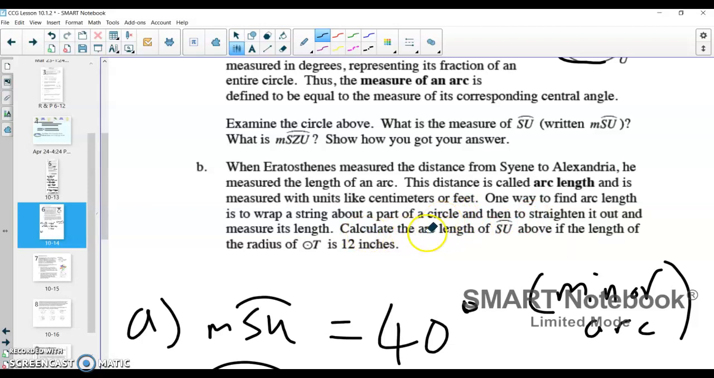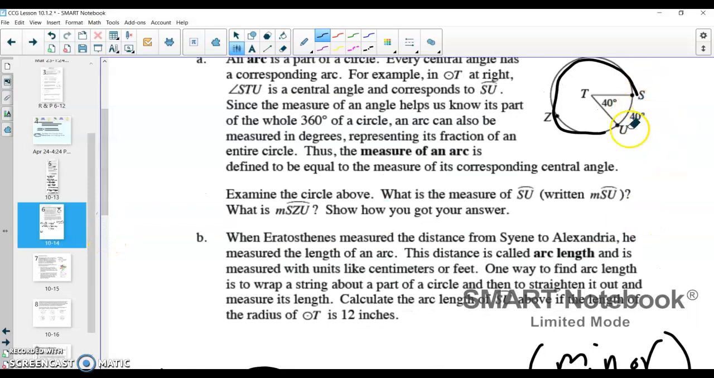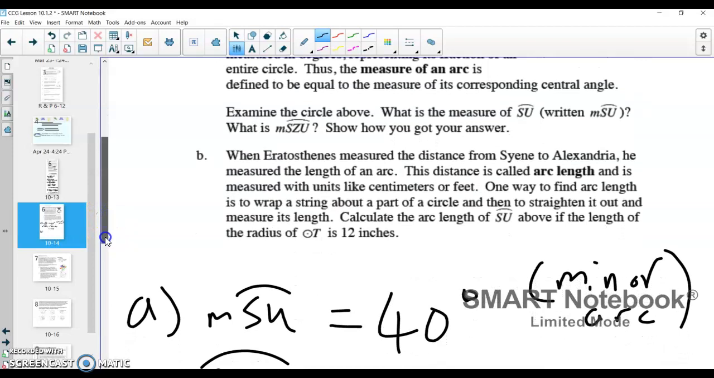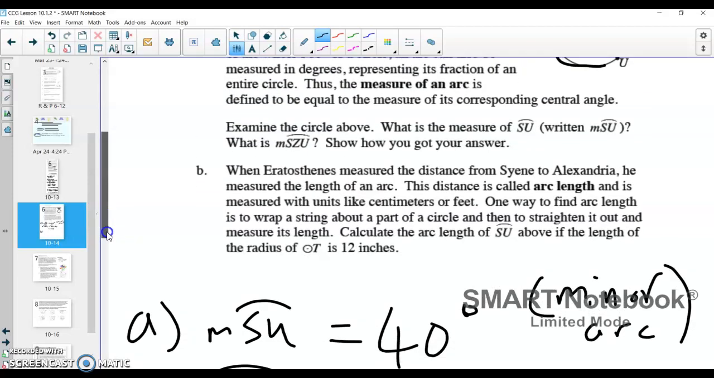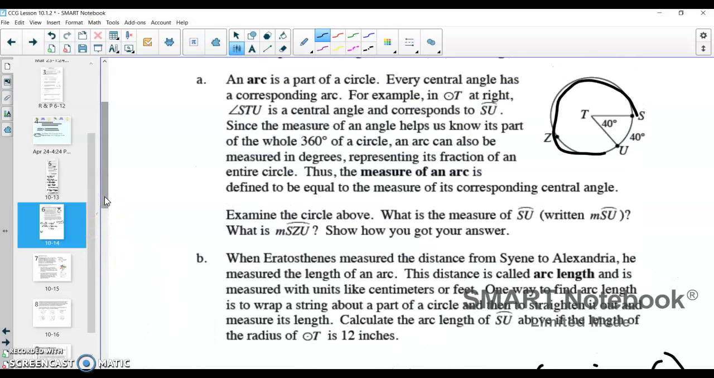Now, what it's telling us to do is calculate the arc length of that minor arc, SU, the one that we said was 40 degrees if we called it a measure in degrees. We're going to try to find out what that length would be. I think it's in inches here, because they're telling me the radius of circle T is 12. So we know the radius is 12. Let's figure out what that arc length would be, and we've done problems like this before.